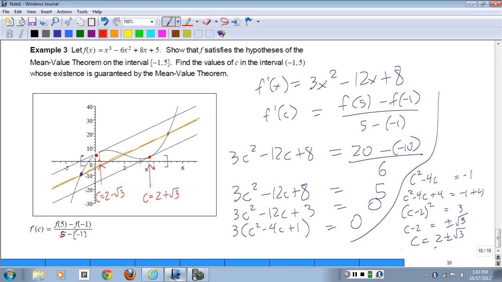The other one, 2 minus the square root of 3. The square root of 3 is 1.7 something, so that's why 2 plus the square root of 3 looks like it's that close to 4. And this one would be a little less than 0.3, 2 minus the square root of 3. So you can see these points on the graph are points where the tangent line is actually parallel to that orange secant line, the line connecting the actual points on the graph.